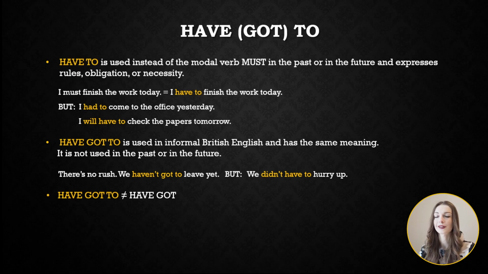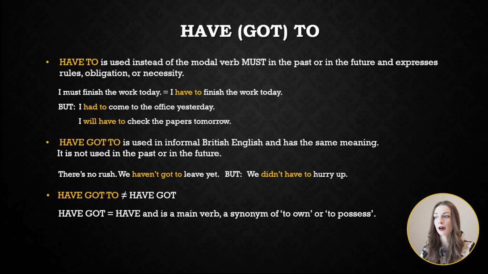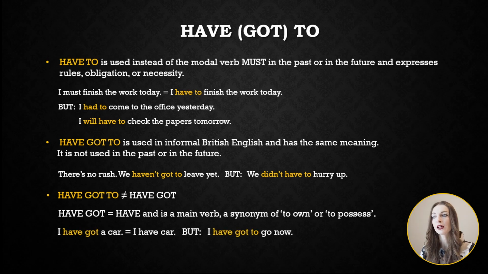Have got to does not equal have got. When I say I have got to do something, I mean I am obliged to do it. It is necessary to do it, yeah? But have got is a synonym of have. Let's see. Have got means have. They're equal in their meaning. Have got and have are main verbs. They are synonyms of to own or to possess. I have got a car means I have a car.